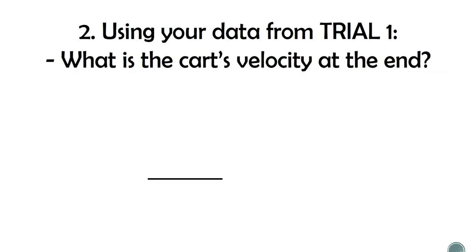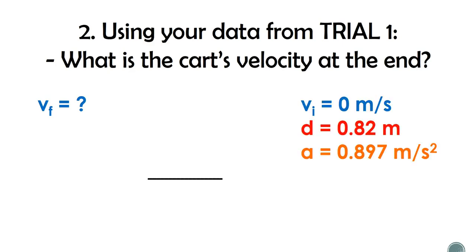The second part of that question, pardon my line there, what is the cart's velocity at the end of that track? So we're looking for final velocity. We've got our same givens. VI is equal to 0. D is 0.82 meters. We're using the same acceleration, 0.897 meters per second squared. I wouldn't use the time from the last question just in case you calculated it wrong. This will give you a better result.